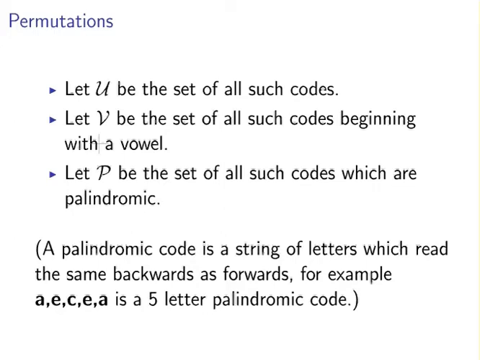Let U be the set of all such codes. So every possible four-letter code you can make. Let V be the set of all codes beginning with a vowel. Let P be the set of all such codes that are palindromic. Now, a palindromic code is a string of letters which reads backwards as it does forwards. So the last letter and the first letter are the same. The second last letter and the second letter are the same.